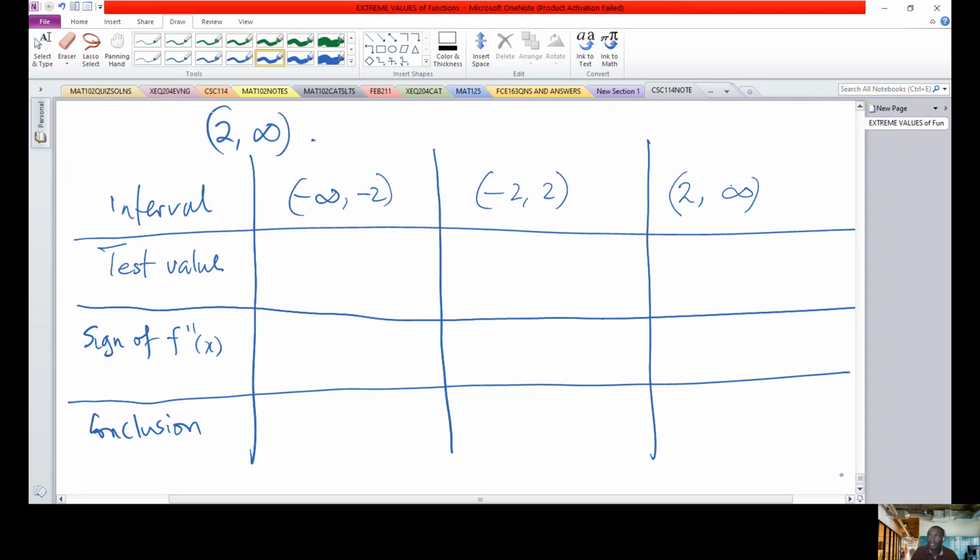So from negative infinity to negative 2, we can pick a value like, say, negative 3. X equals negative 3. So when we put negative 3, we get a positive value. So therefore, this is concave upward.